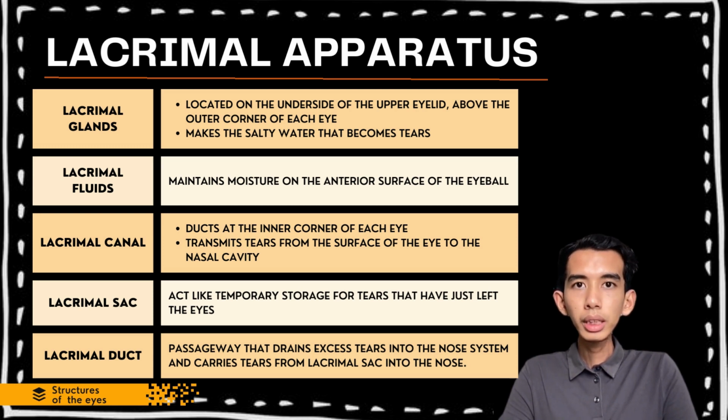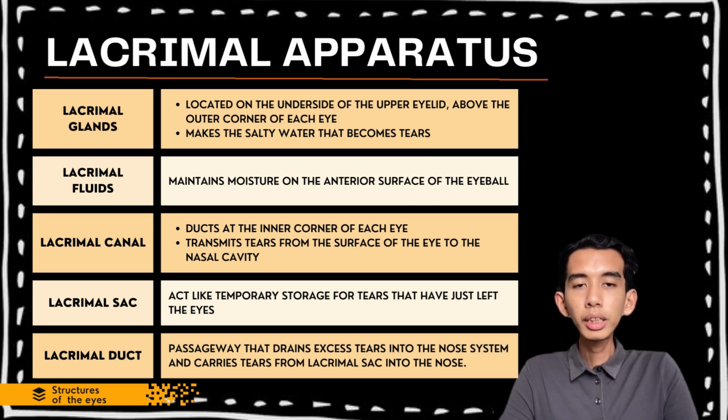Third, the lacrimal canal. Lacrimal canals are ducts at the inner corner of each eye. It transmits tears from the surface of the eye to the nasal cavity. Tears enter the duct system and conduct to the canal within the eyelids. Then, the tears drain into the lacrimal sac.